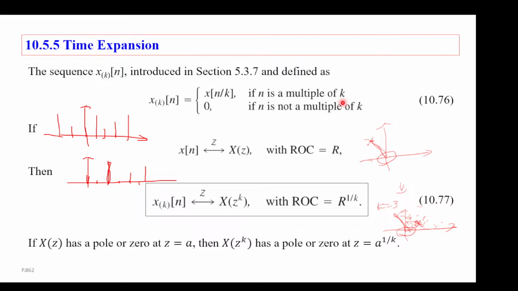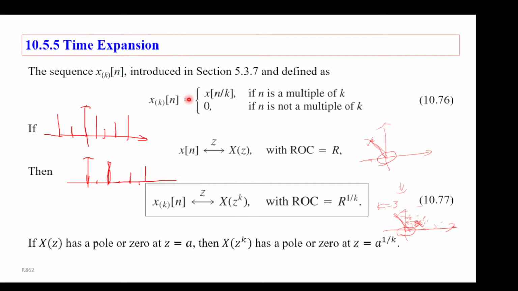So this is exactly what this complicated formula is saying. We have this x sub k, which means that we do time expansion by a factor of k. And so every point is moving away by a factor of k, and you just put 0 in the other slots here. So you lose no information, and everything is stretched out. Okay, and so now back to time expansion.